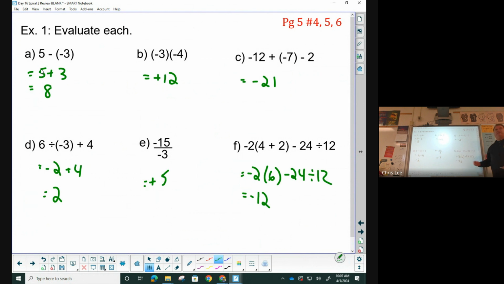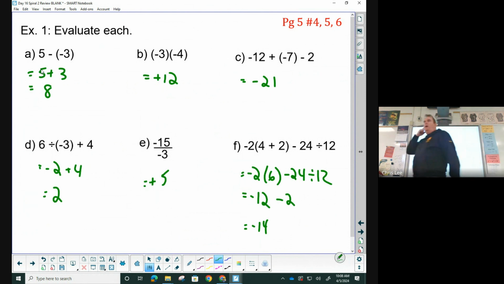Negative 24 divided by 12. What's negative 24 divided by 12? Is it positive or minus 2? No. Right, because it's a negative. So since it's just minus 2, I just write down minus 2. Okay? A negative divided by positive is negative. Now I'm at negative 12, which is kind of cold. Take away 2, I'm even colder. Where am I? Minus 14.